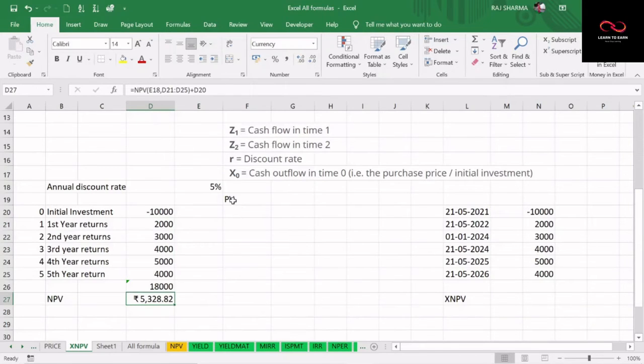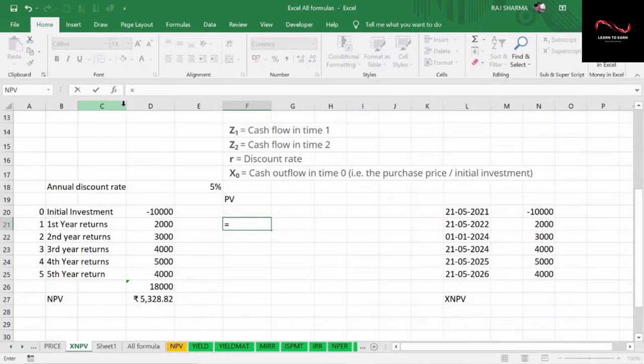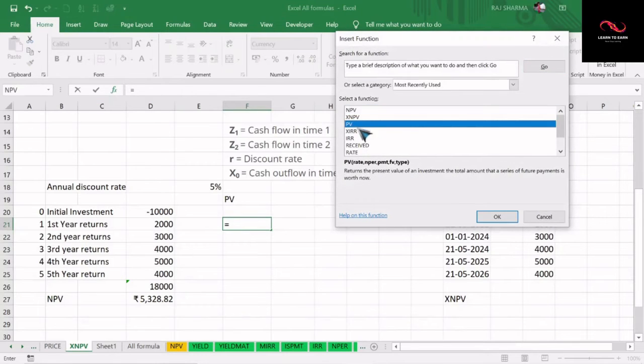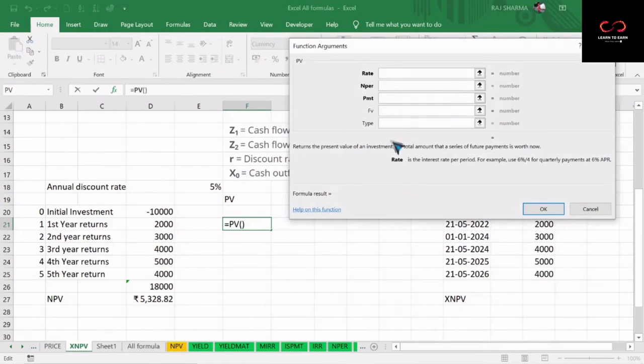This NPV can also be worked out by using the present value formula. For that, you have to get the present value of all these future receivables. So let us try to do it for every period. Go to the function tab and choose the present value formula. Put the rate of discount, that is 5%.